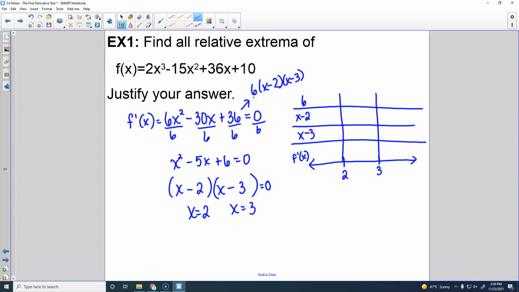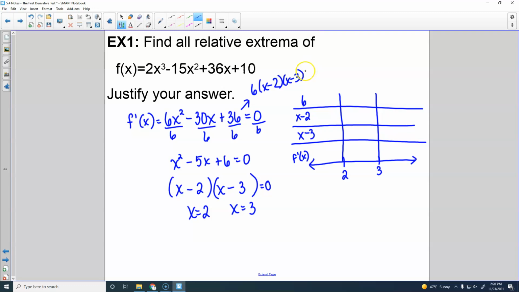All right, so if I factor this, which I basically did here, I divided off the 6 when I was solving that, but I could have factored the 6 out instead. This factors to 6 times x minus 2 times x minus 3. So this is equal to the derivative, right? This is still f prime of x.